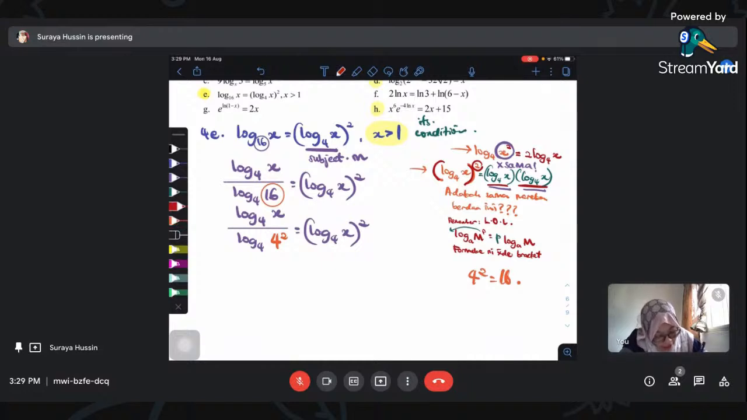And then now barulah you boleh bring the power going down. Which is log 4x divided by log 4, but 2 here is in front. Faham tak maksud saya? 4 square tu satu benda tau, satu perkara. And you boleh bawa power dia turun disebabkan square tu untuk 4. Square tu untuk 4, bukan square tu untuk semua. So dekat sini nampak lagi clear kot. Right?